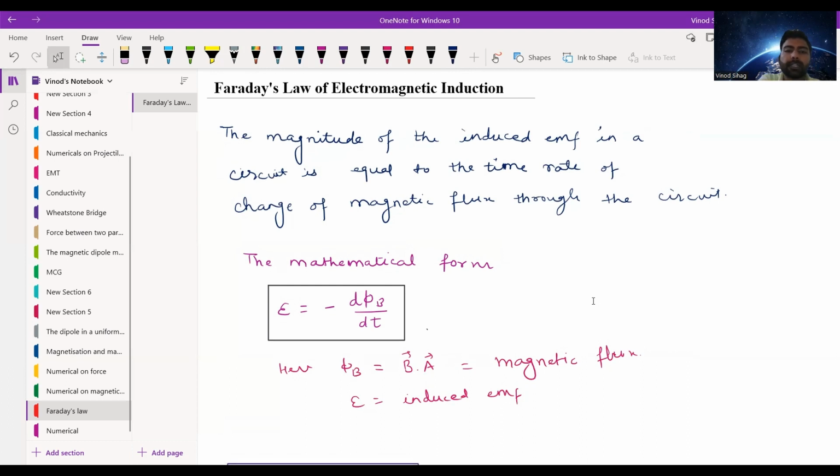From here we can analyze that, if we do not talk about the magnitude, the induced EMF is the negative time rate of change of magnetic flux through a circuit. This Faraday's law of electromagnetic induction is basically made for closed circuits, or closed loops only, because current is able to flow in a closed circuit only. So that's why Faraday's law is mostly used in closed circuits.